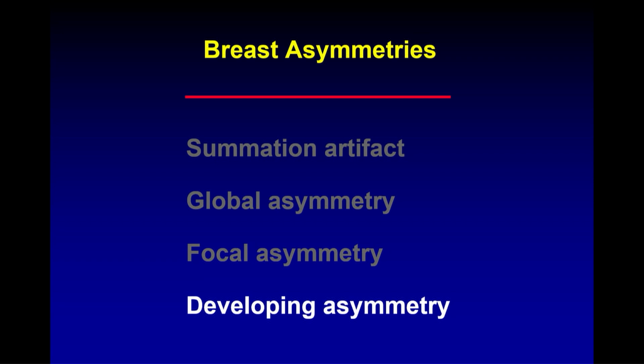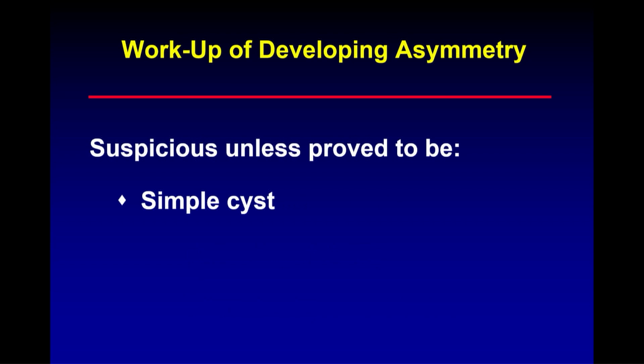Now, what about developing asymmetry? This is the one that's suspicious. Remember, it has a 10 to 15% likelihood of malignancy without doing anything. So you're going to recall all of them. Basically, they're all going to be suspicious unless you can show that it was due to a definitively benign finding. Well, what kind of definitively benign finding can you identify at mammo? Well, fat necrosis, but you wouldn't make that mistake because you wouldn't call fat necrosis a focal asymmetry or developing asymmetry.